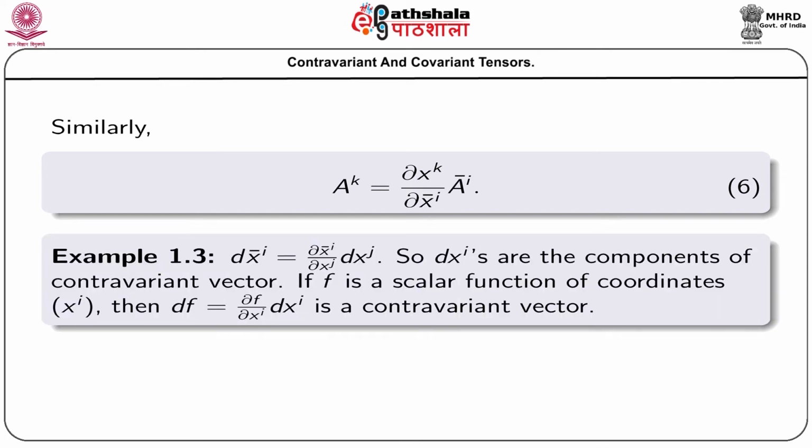For example, we can take dx bar i, that is ∂x bar i / ∂x^j dx^j. This is the differential of x bar i, and by this rule it can be seen that the dx^i are the components of a contravariant vector. Also, if f is a scalar function of coordinates x^i, then df, which can be expressed as ∂f/∂x^i dx^i, is also a contravariant vector.